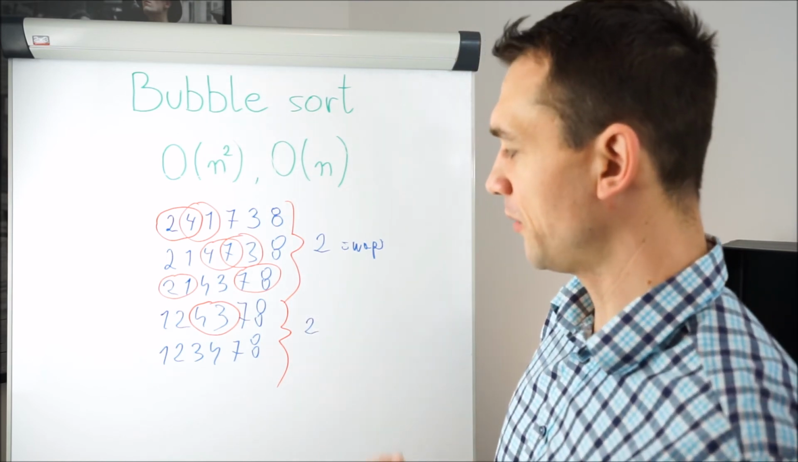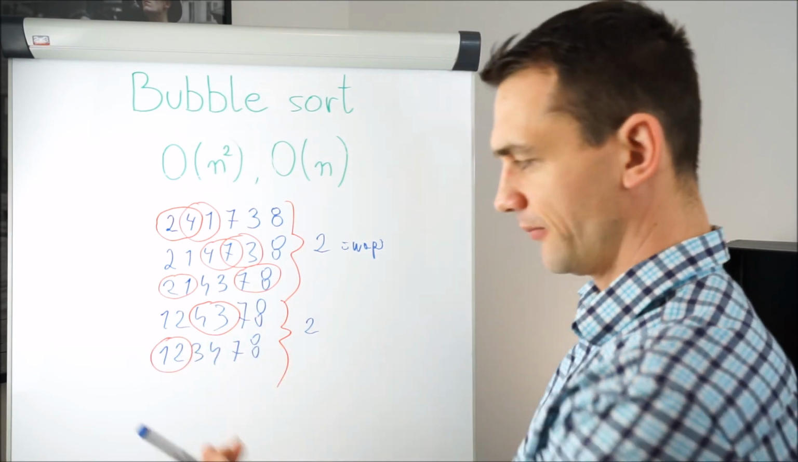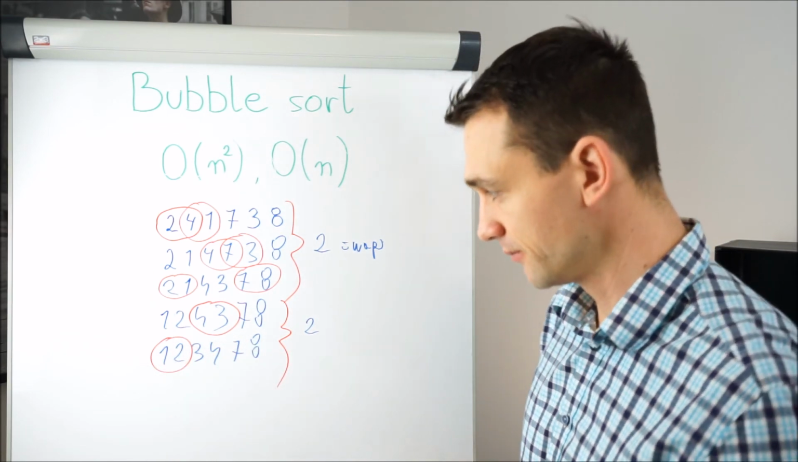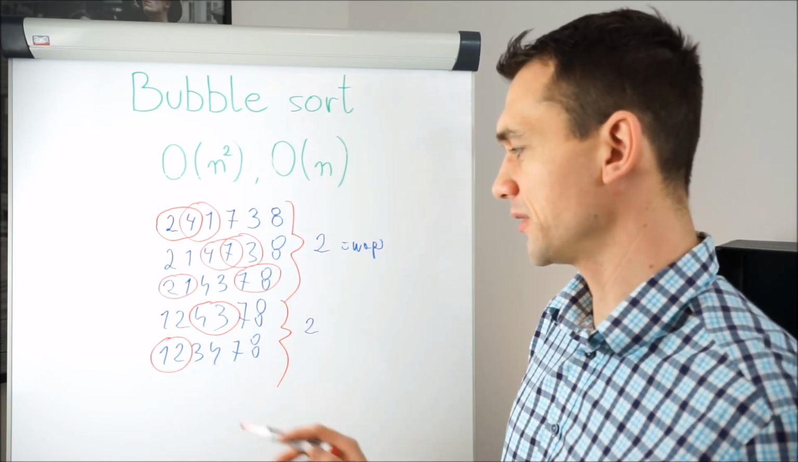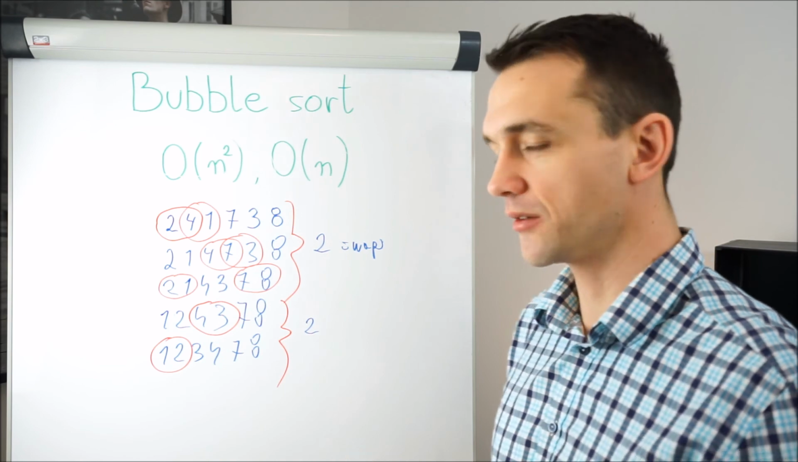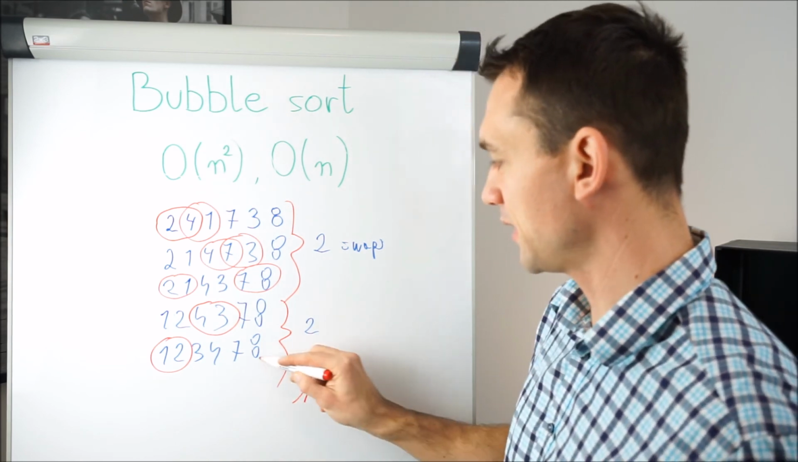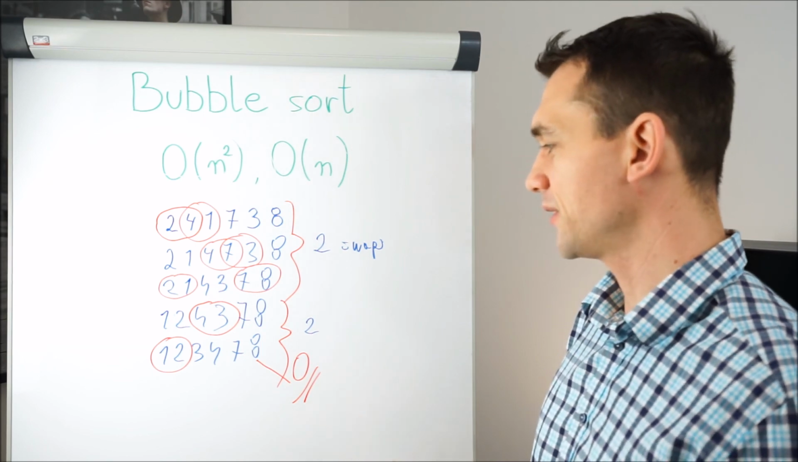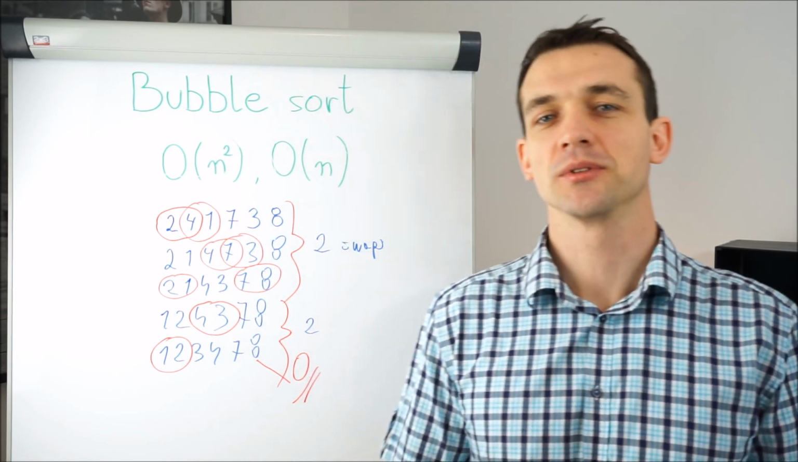And we do our last iteration. We create a window here and go to the right of the array. As you can see, there will be no swap in this iteration because all elements are already ordered. So the number of swaps is 0 for the last iteration, and it means our array is sorted. So it was pretty easy.